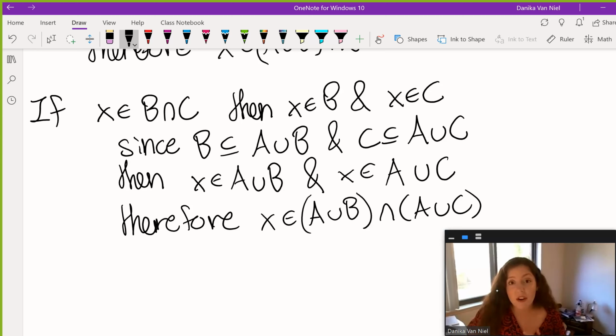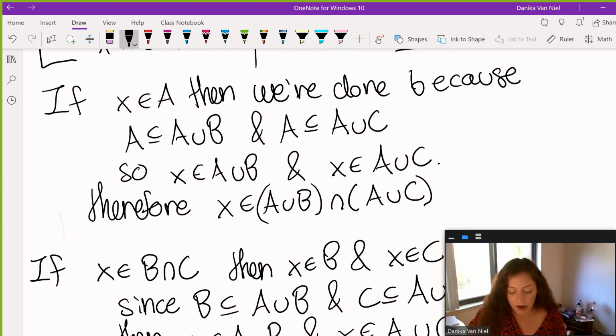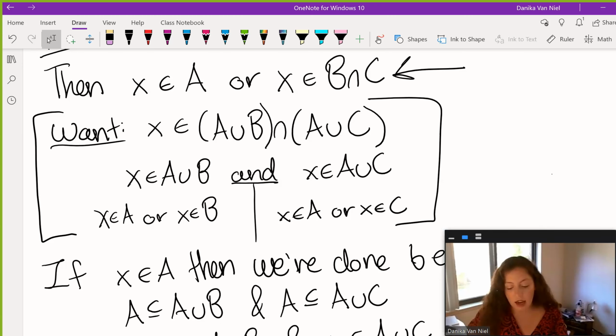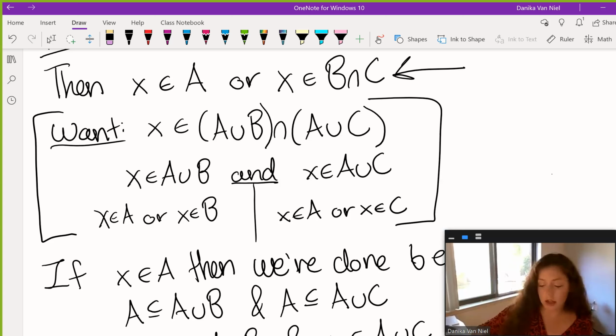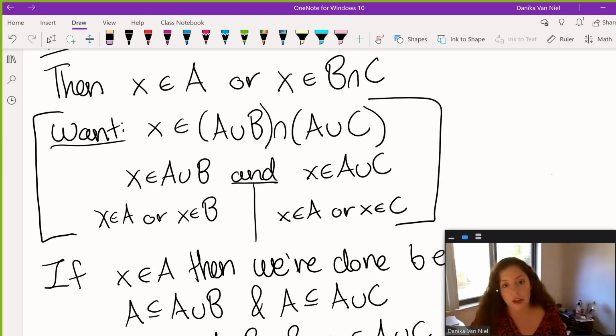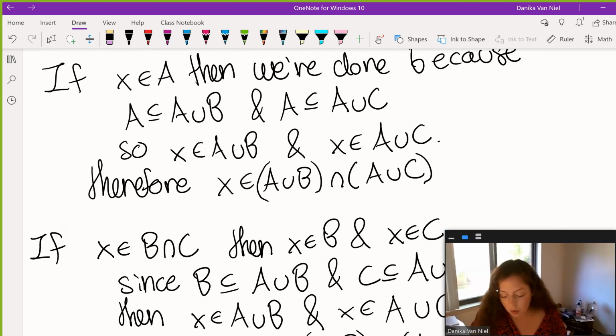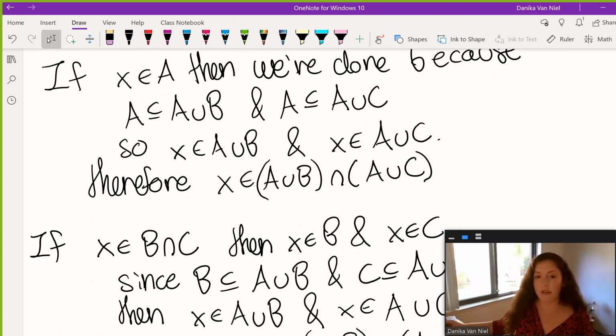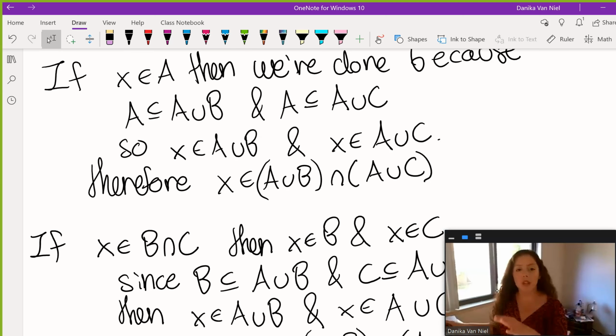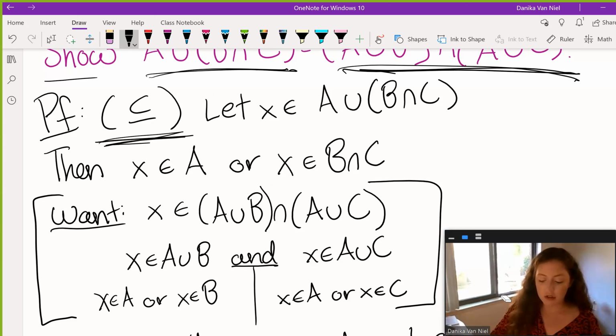Okay, now we've covered all of our bases. We know that X is in A or X is in B intersect C. We know it's one or the other. Okay, and then we went back and talked about what if it's the first option. If it's the first option, we still get what we want. If it's the second option, we still get what we want. So if it's both of them, yeah, we're still good. So now I've shown this.